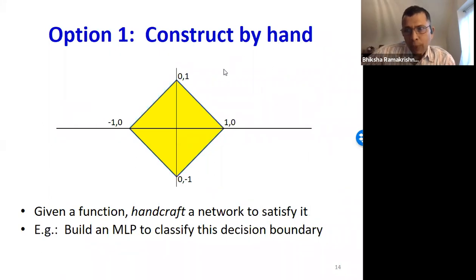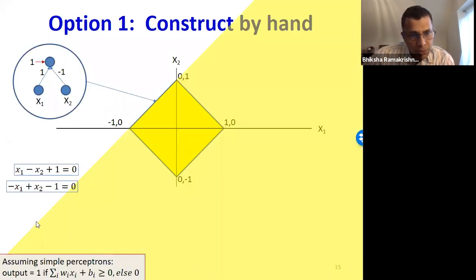So let's say I want to construct an MLP to compute this diamond-shaped decision boundary over two-dimensional inputs. I can do this with a network that uses threshold activations. I'd first construct one perceptron to capture this boundary. Now I know this boundary is a line, and it has a slope of 1, so the equation is going to be either x1 minus x2 plus 1 equals 0, or the negation of this, which is minus x1 plus x2 minus 1 equals 0. I want this point to be on the one side, so I can plug in 0, 0 into both of these equations, and I'll pick the equation where the output is positive. That's going to be the first one.